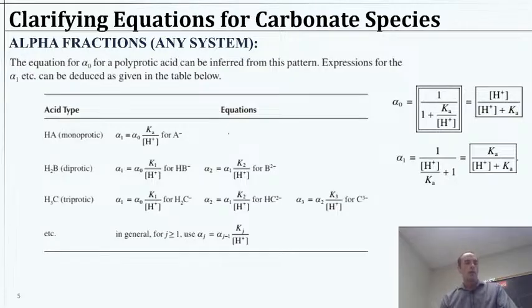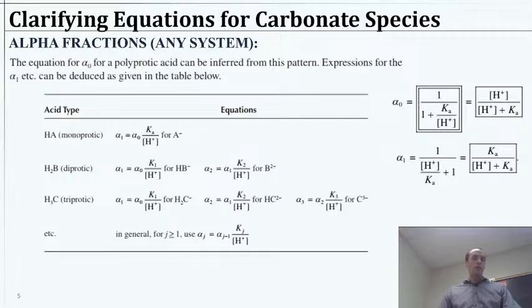So alpha 1 equals alpha 0 times Ka over H+. That comes from those substitutions we were just doing. And if you do the algebra out, you'll see it makes sense. That works. Alpha 1 is alpha 0 times K1 over H+. Alpha 2 is alpha 1 times K2 over H+. And we could continue and do more from there. Okay, so that's another way to express it relatively cleanly as that function.